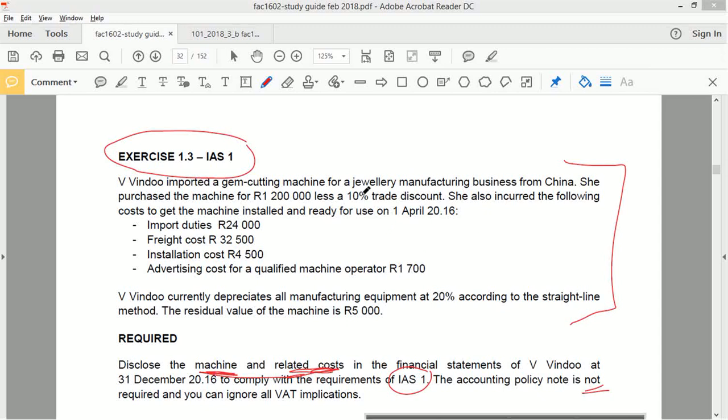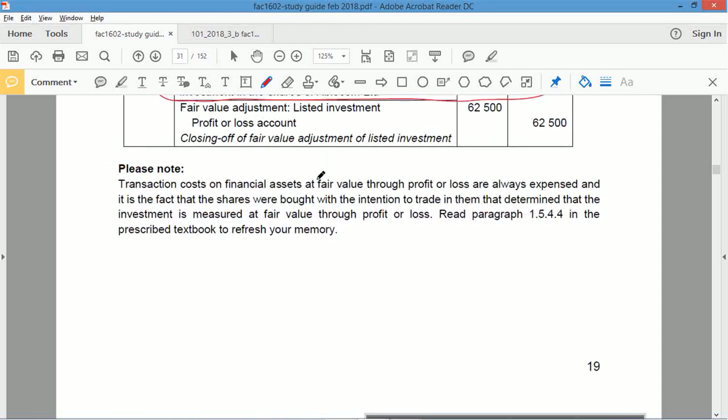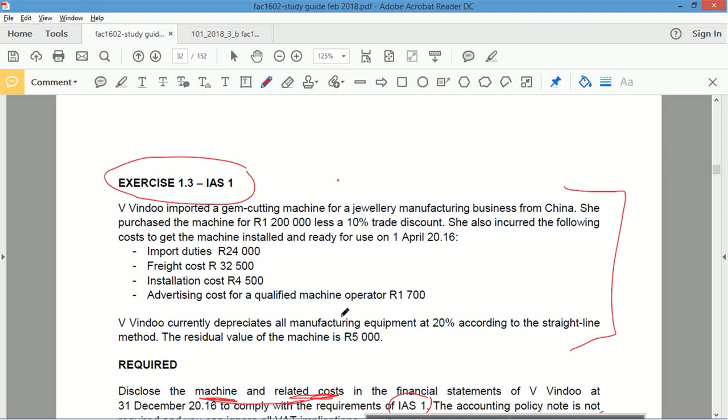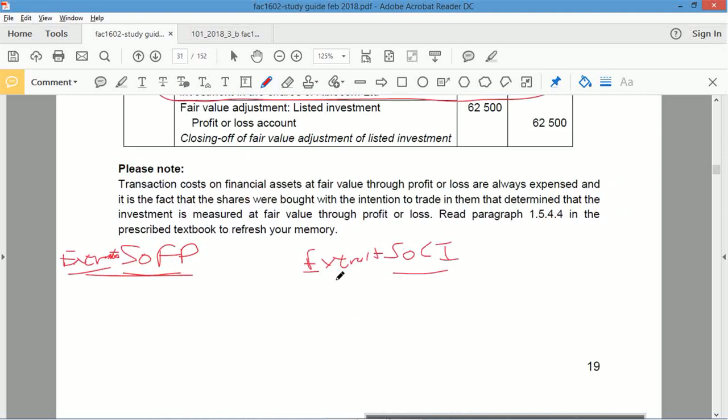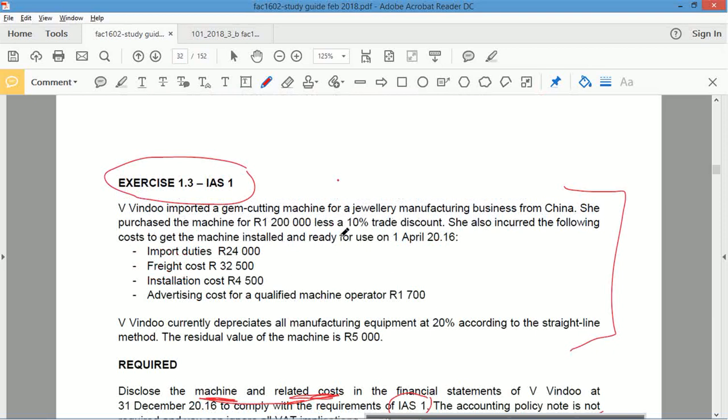So you would just write down, let's do it here because there's more space: statement of financial position, statement of comprehensive income. Extract if you want to, because it's not the whole thing, it's just part of it. Extract, and then you're going to disclose.